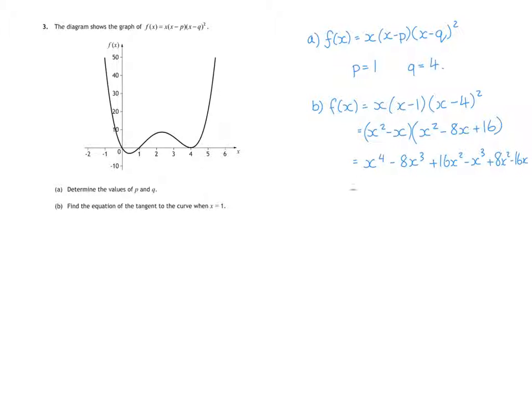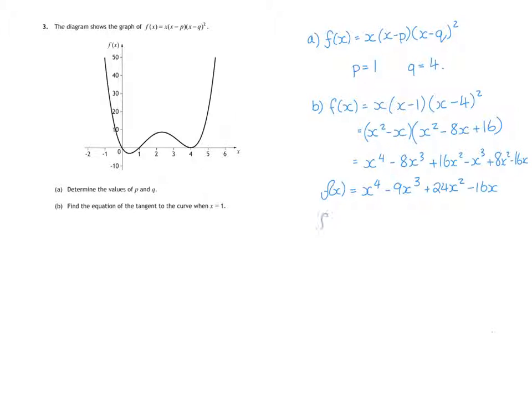And then we can collect that all together, and so we're going to get x to the power of 4 minus 9x cubed plus 16 add 8, so 24x squared, and then minus 16x. So that is our f of x.